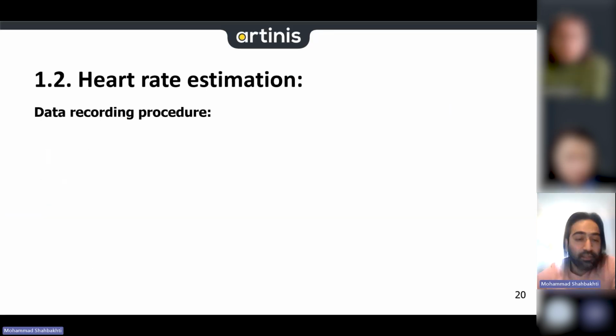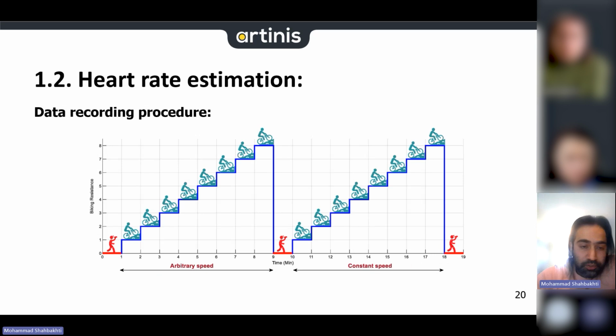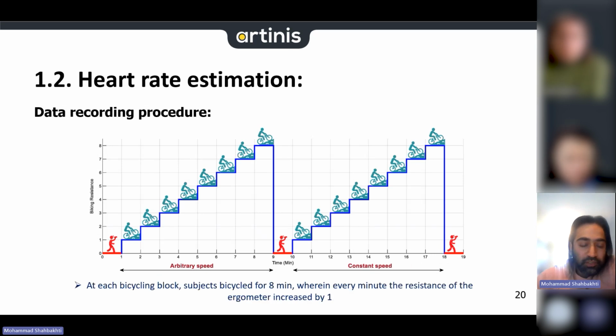To test what we have done, we recorded a database. We asked our subjects to do biking for almost 16 minutes. In each biking block, a subject biked for 8 minutes, wherein every minute the resistance of the ergometer increased by 1. After 8 minutes, we had 1 minute of rest. This way we expected to generate a really dynamic heart rate, not just at rest. As we increase the resistance, we expected the heart rate to increase.